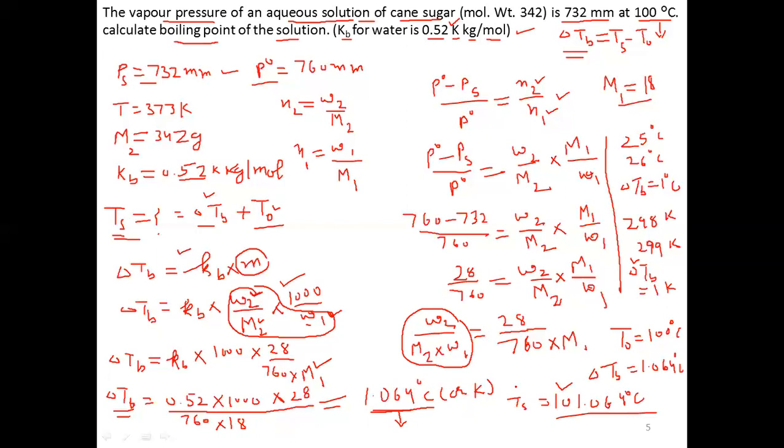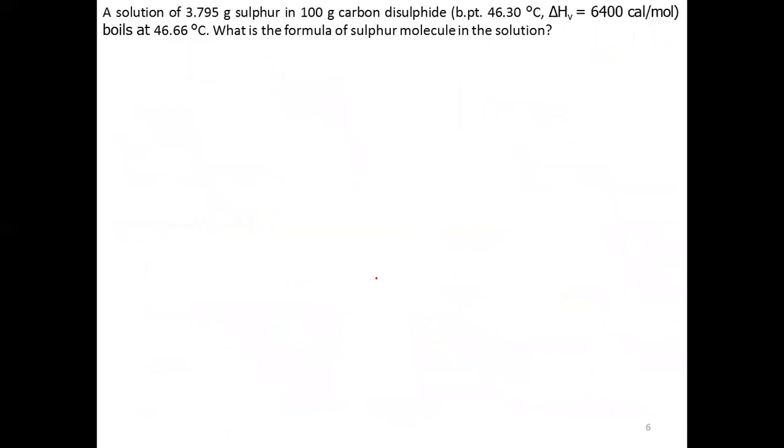Just, we have to be rational and we have to read the statement very carefully and we have to remember all our knowledge, what else we know, how we can calculate the missing things that are required to solve a numerical. Just that. Next numerical: a solution of 3.795 gram sulfur in 100 gram carbon disulfide.